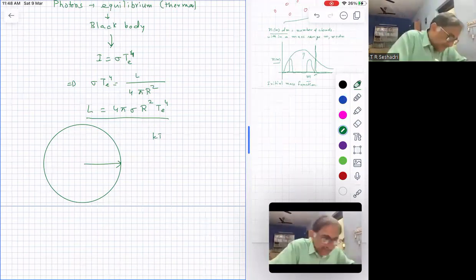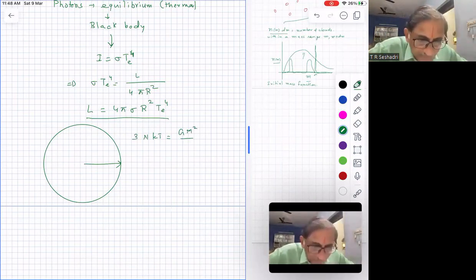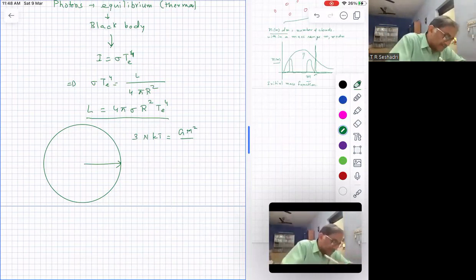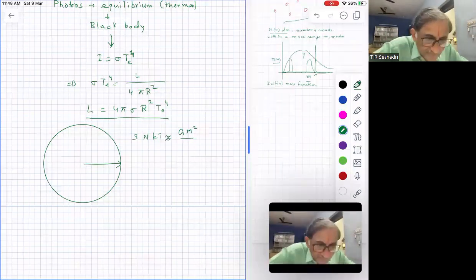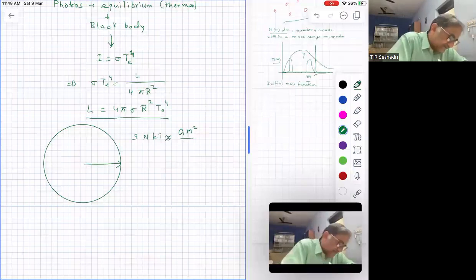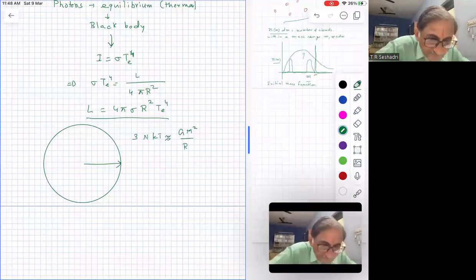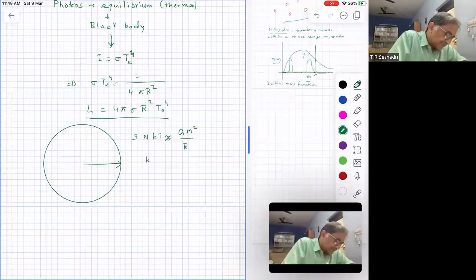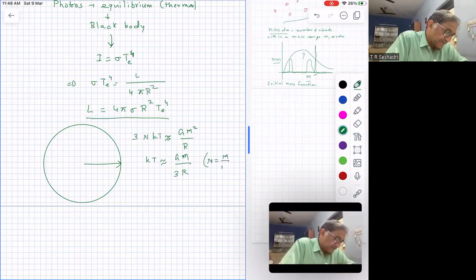So N kT should be GM squared by R. I will put 3 by 2, but he puts 3. We'll just go by that, because this is an order of magnitude estimate. So N kT is of the order of GM squared by R, and so kT is of the order of GM by 3R, because N is equal to capital M by M bar.